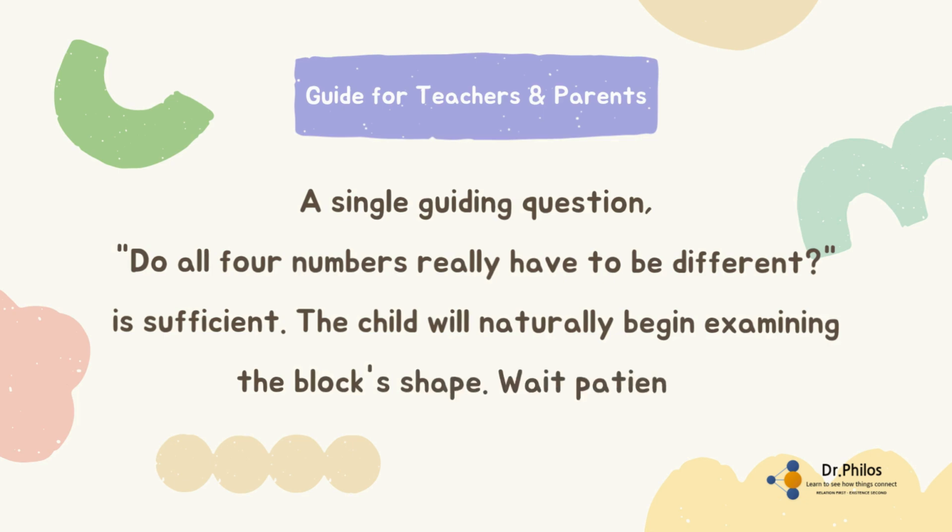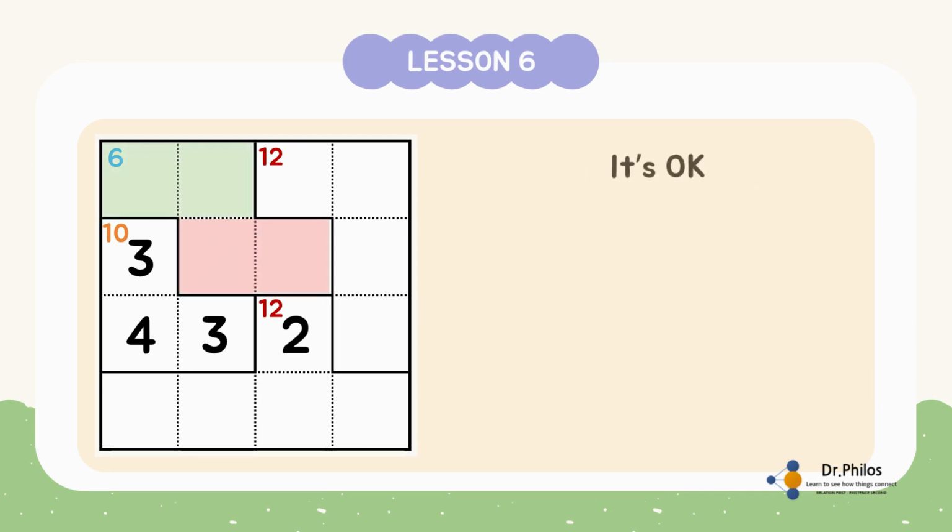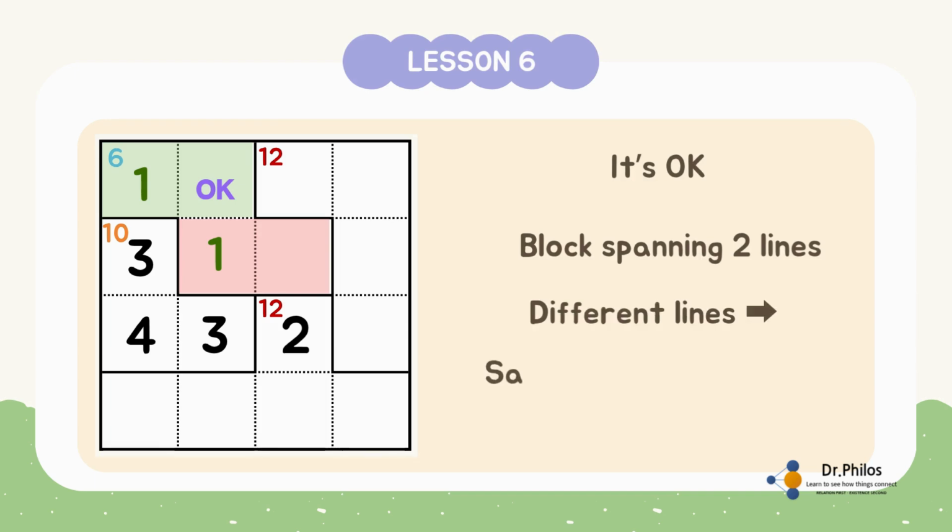Wait patiently. This block is in 2 different lines. So it's okay if we use the same number twice. Why is it okay to use the same number if it's in 2 lines? Because numbers only have to be different if they're in the same line. If they're in different lines, it's fine if they're the same. Then, can you make 6 with 4 numbers?